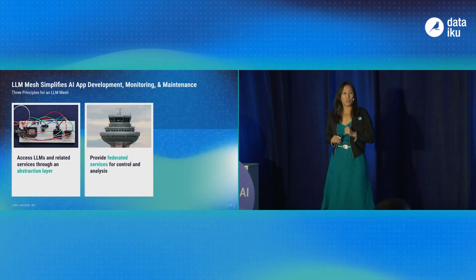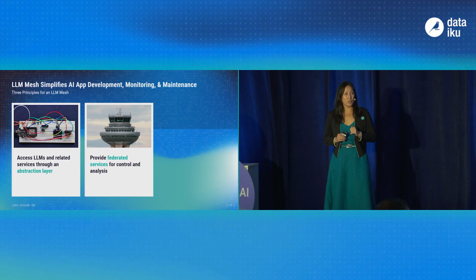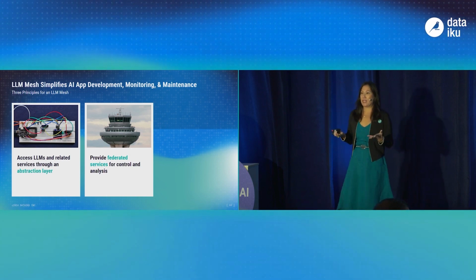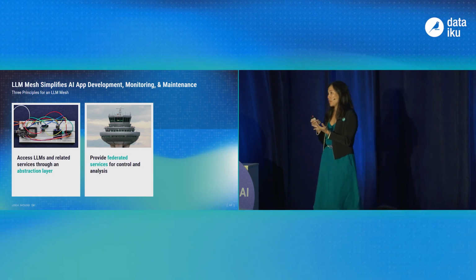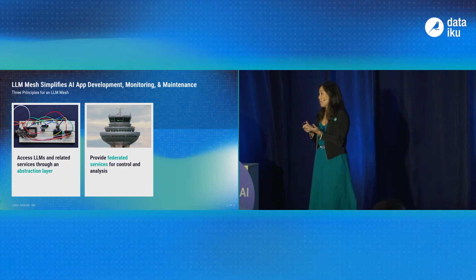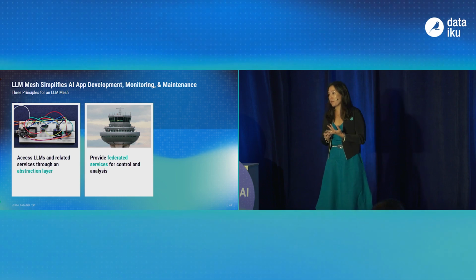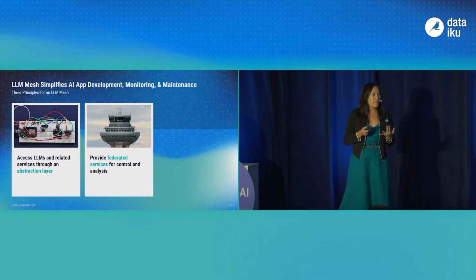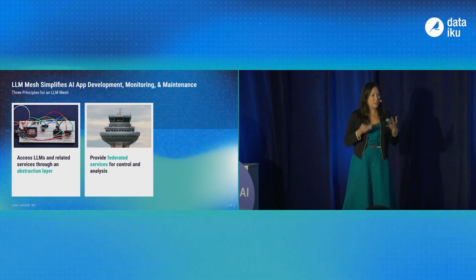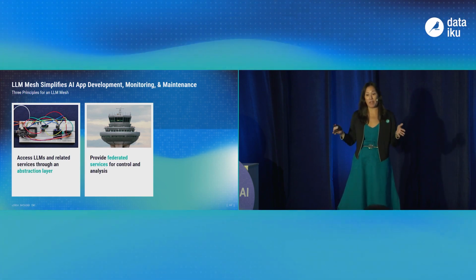Second, federated services for control and analysis. There are certain things that every app has to care about: cost monitoring, security, monitoring data privacy, monitoring for toxic content, prompt injection, things like that. Quality and evaluation metrics, those are all standards, so we need to be able to apply those unilaterally to every app.